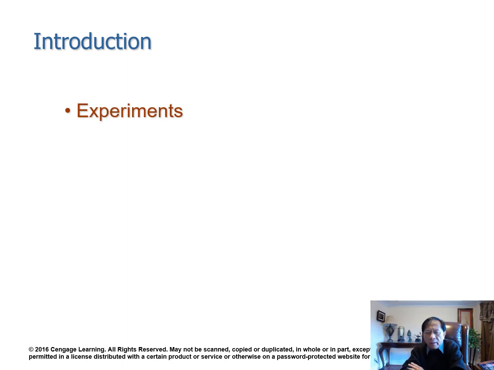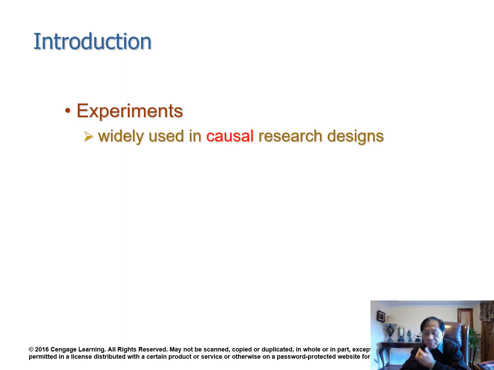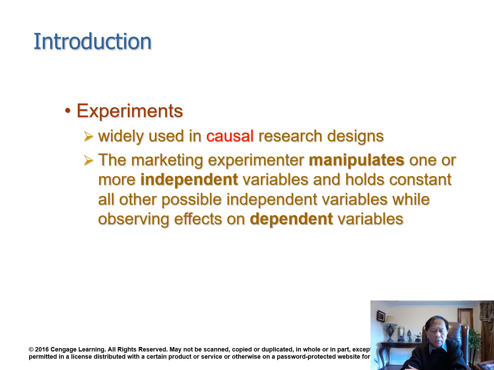The next chapter we talk about experiments. Experiment is widely used in causal research design, cause and effect. Remember, in observation you cannot observe motives. In an experiment, you can study motives. You can test for the motives and for cause and effects.